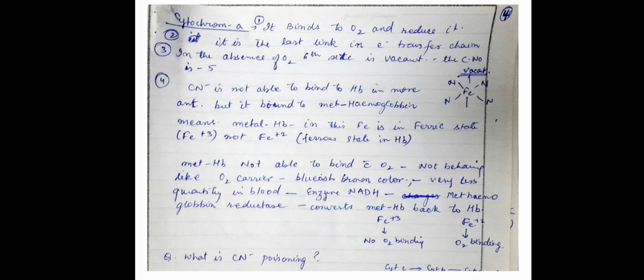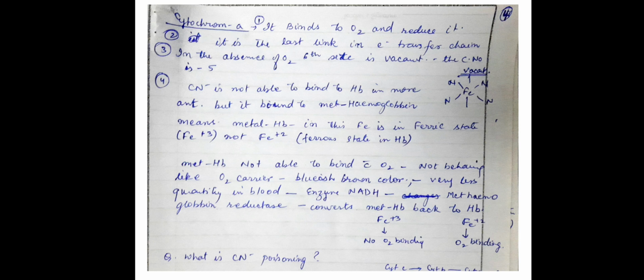Methemoglobin is not able to bind with oxygen. It only binds to cyanide and CO, which are very strong ligands. So it is not bound with oxygen and does not behave like an oxygen carrier. It has a bluish brown color and is present in very small quantity in the blood.